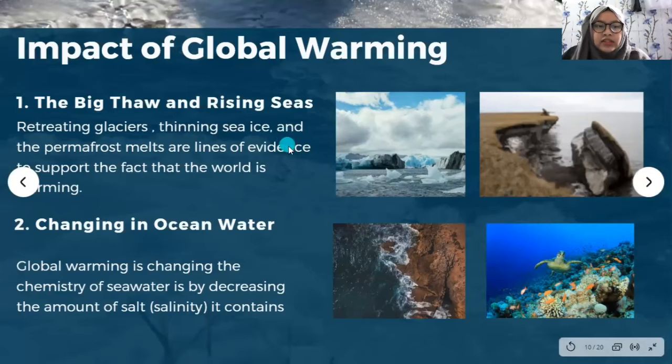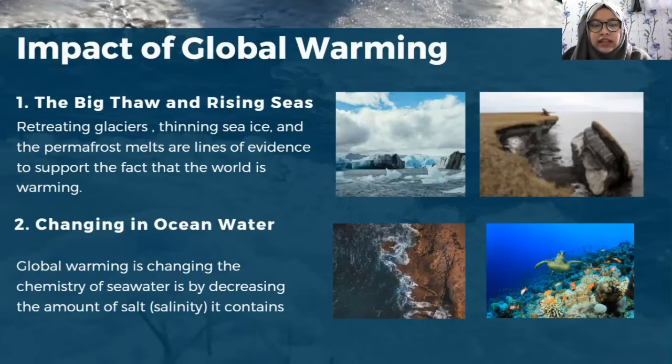And the second is changes in ocean water. Global warming is changing the chemistry of seawater by decreasing the amount of salt, or salinity, it contains. As new fresh water enters the ocean from melting ice, it helps dilute the salt. One of the main forces driving the currents in the ocean is density. The difference in the density of polar and tropical water helps to move the currents along. As ocean water becomes warmer and less salty, the density differences become narrower.